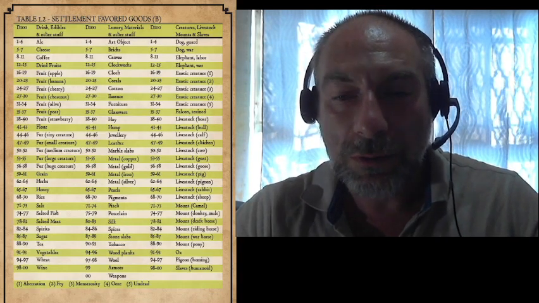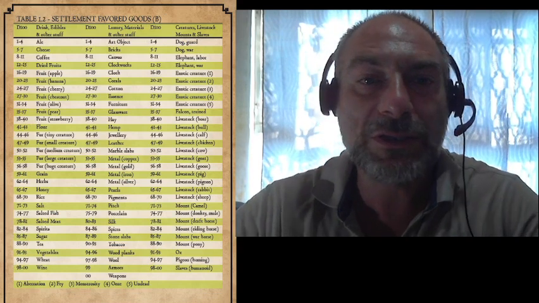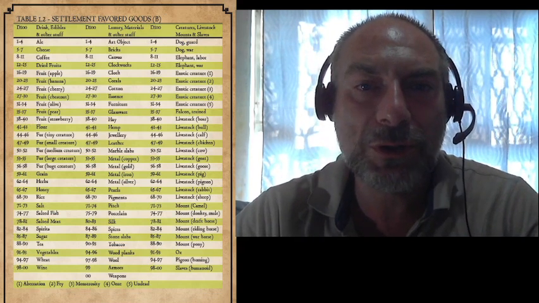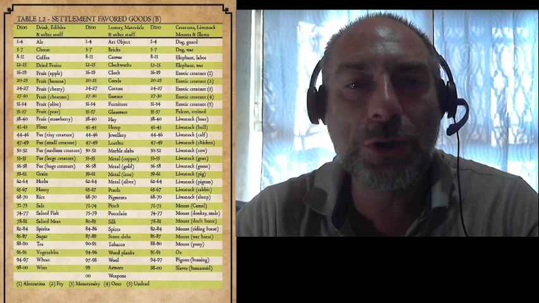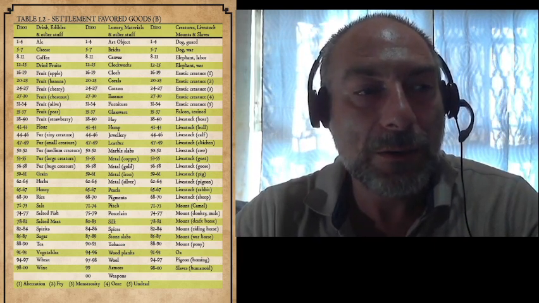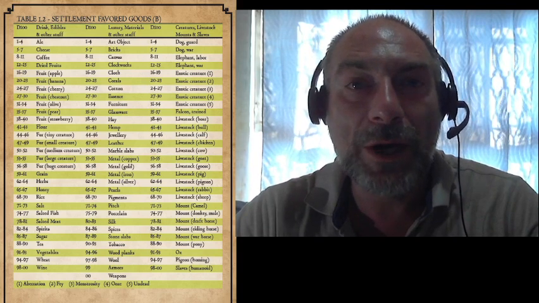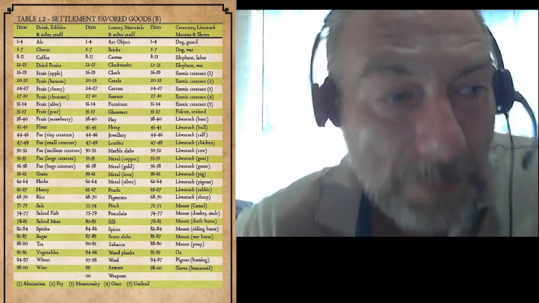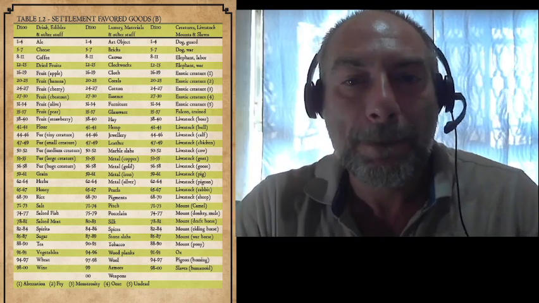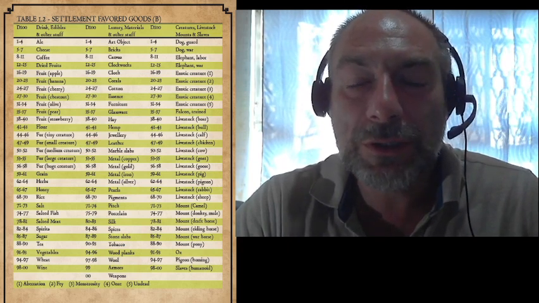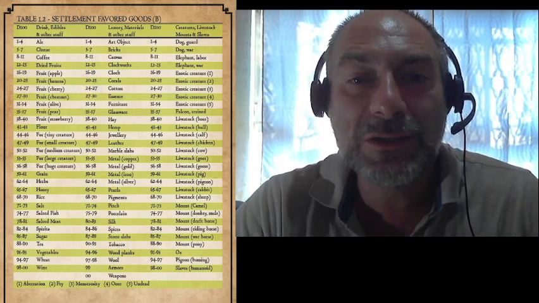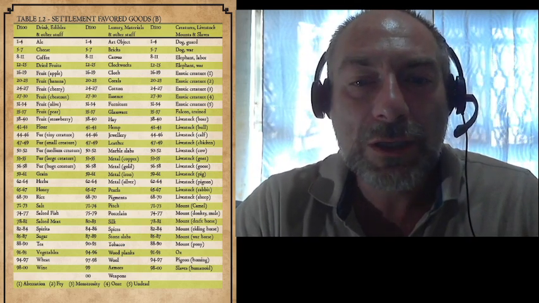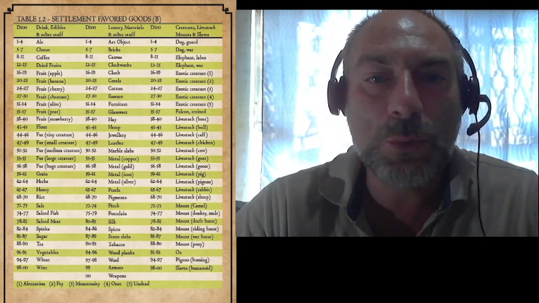Here you have a table with the settlement favorite trade goods. Now I use the word settlement to define any area where people gather and live. Usually a settlement is of varying size, and in this table you can roll a dice with 100 faces and determine randomly what trade good is the favorite one.